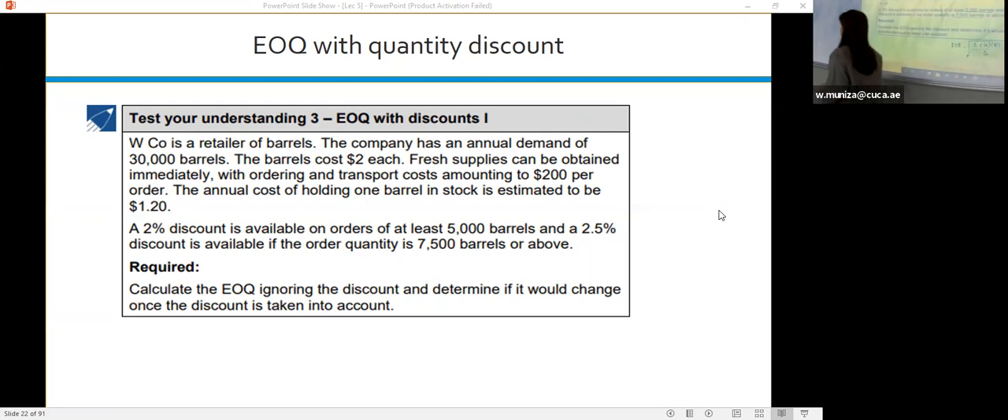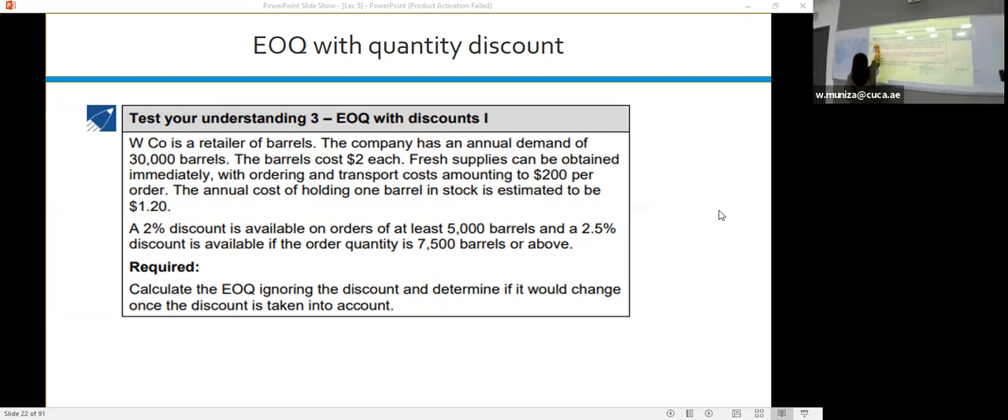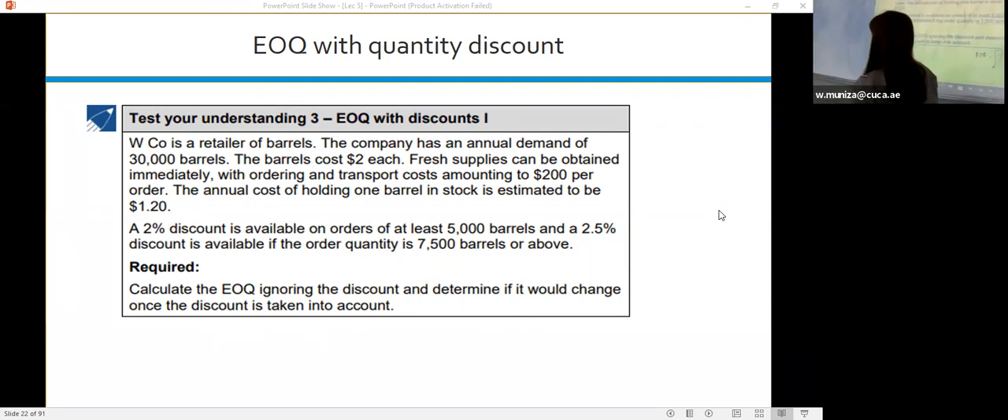Now in this cost, you are going to include the purchase cost as well. Can you see they have given us the purchase cost? So we have to include that as well. And the formula for annual purchase cost is purchase cost per unit multiplied by annual demand. Okay? So now start doing it.